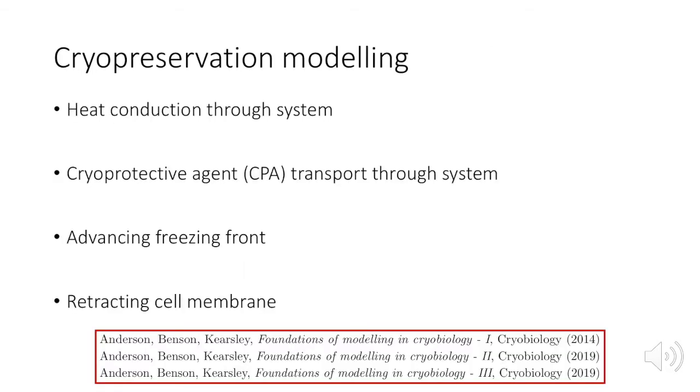So, to get back to cryopreservation, what do we want from a model? Well, in order to understand the damage caused by ice formation and solution effects injury, we'll need to understand how the heat and CPA are transported through the system, and how these affect one another. We'll also need to track an advancing freezing front, and any growth or shrinkage of the cell.